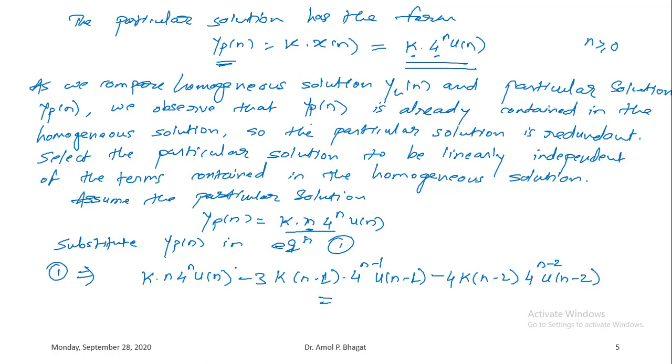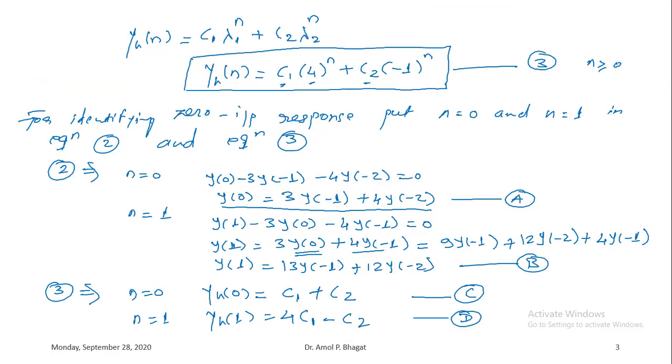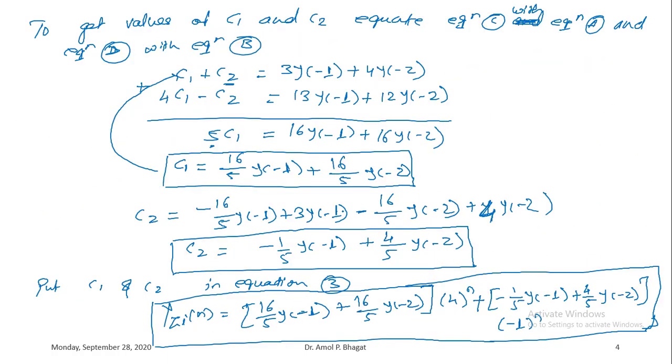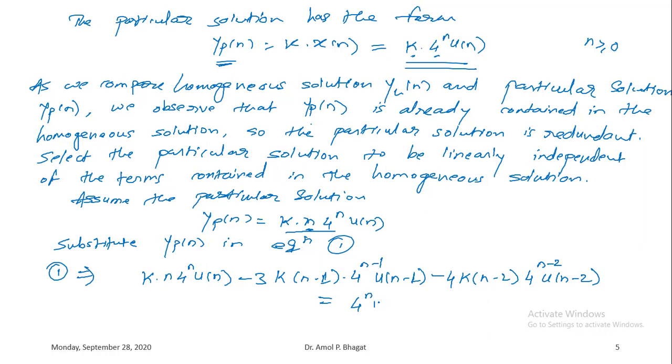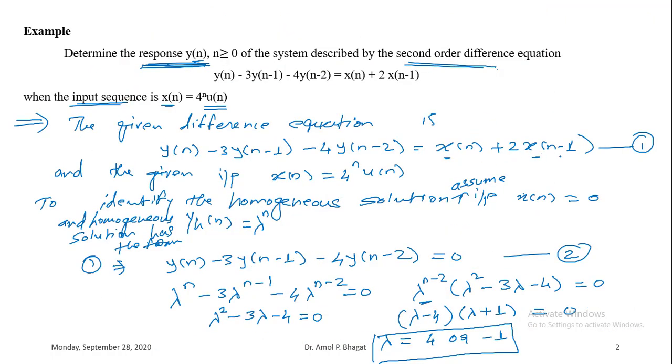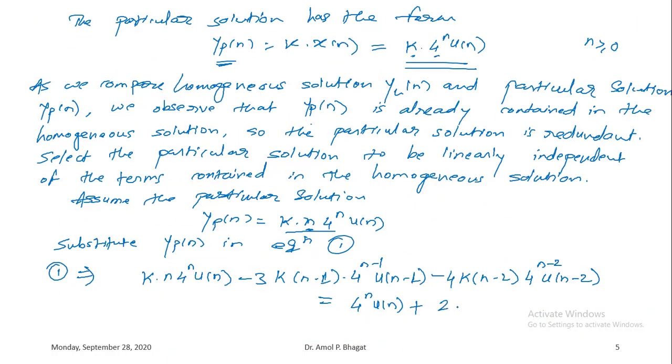This is equal to, as we are trying to identify the particular solution, we will not be considering the input 0. So the input x of n has the value 4 raised to power n u of n, so I will substitute 4 raised to power n u of n here. Plus 2 into x of n minus 1, where the value of x of n minus 1 is 4 raised to power n minus 1 u of n minus 1. So it will be simply 2 into 4 raised to power n minus 1 u of n minus 1, right?